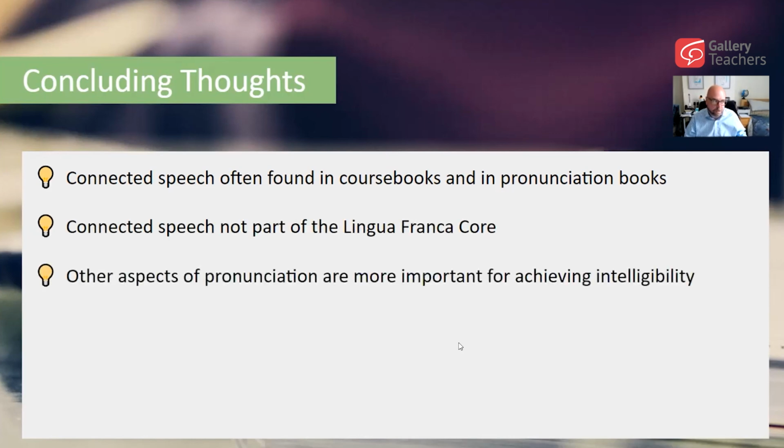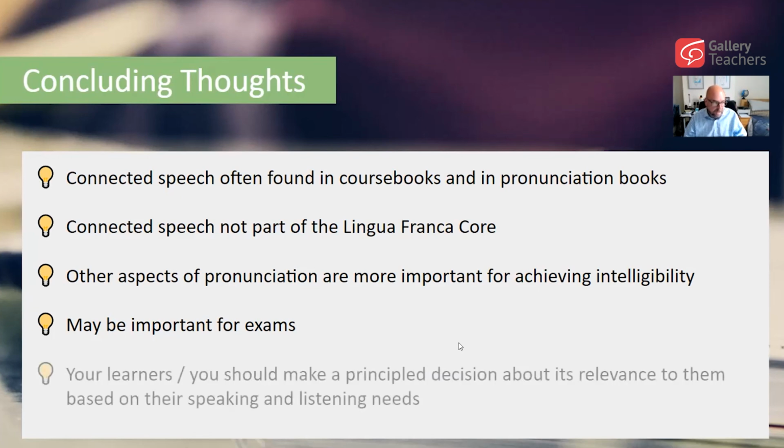And in fact, you may decide that if your students are not really going to be using English with native speakers, there are other aspects you want to spend more time working on. However, it may well be important if your students are going to be doing international exams where they will hear these features of connected speech. And therefore, with your learners, I really think you should be making principled decisions about the relevance or not of connected speech based on the speaking and the listening needs of those learners.